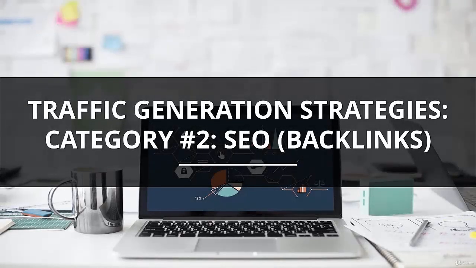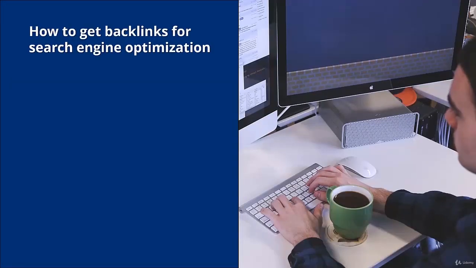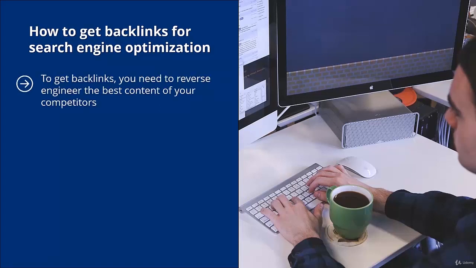Traffic generation strategies, category number 2, SEO, backlinks. How to get backlinks for search engine optimization. To get backlinks, you need to reverse engineer the best content of your competitors. You then promote this content on the same network of websites that are linking to your competitors' best materials.